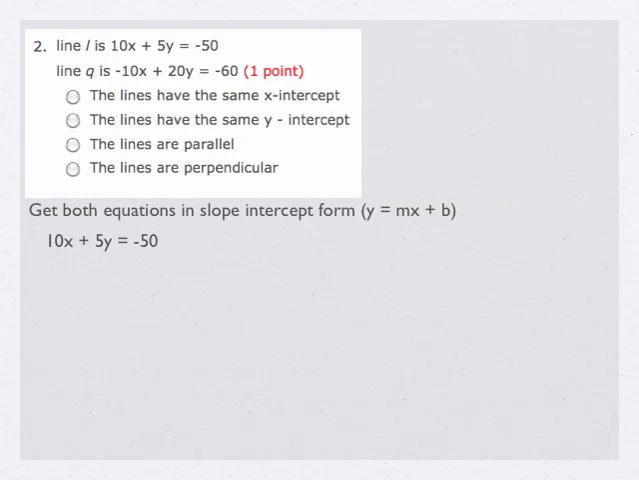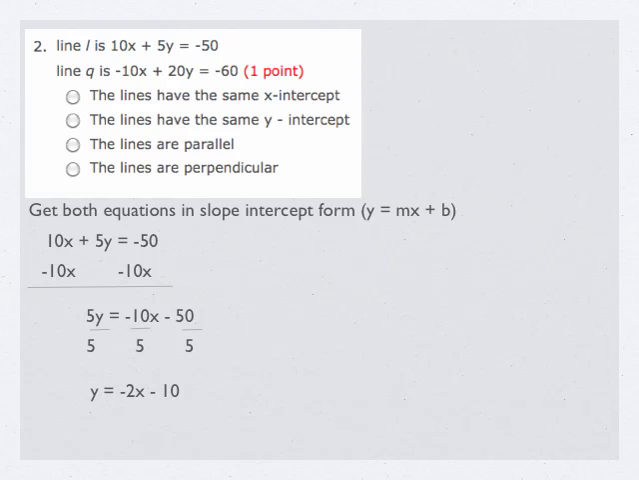Okay, so in this example, I have line L is 10x plus 5y equals negative 50, and again, I'm going to put it in, it's just standard form. If you're looking at parallel and perpendicular, you're looking at slope. So I'm going to go ahead and subtract 10x from both sides. And I'm going to get 5y equals negative 10x minus 50. And I want to divide all the terms by 5. So I get y is equal to negative 2x minus 10.